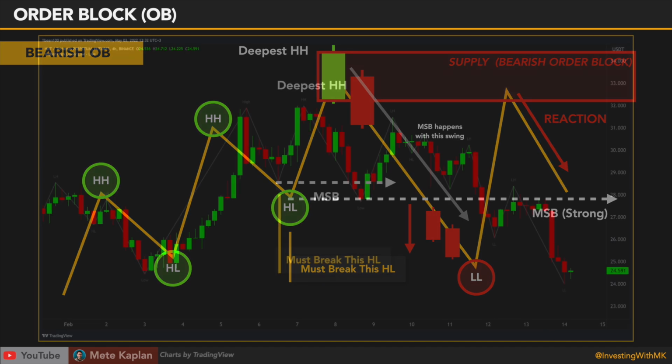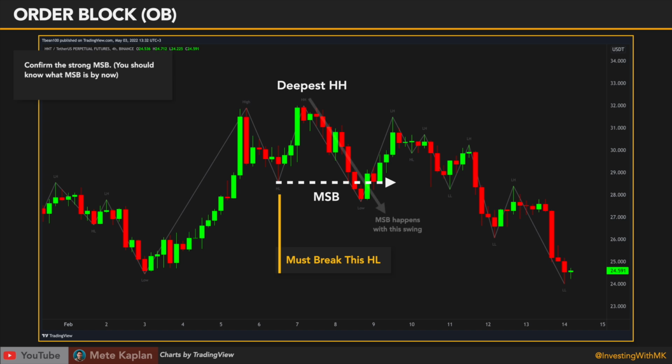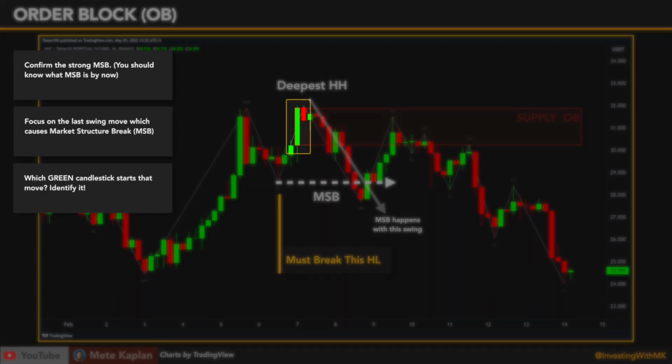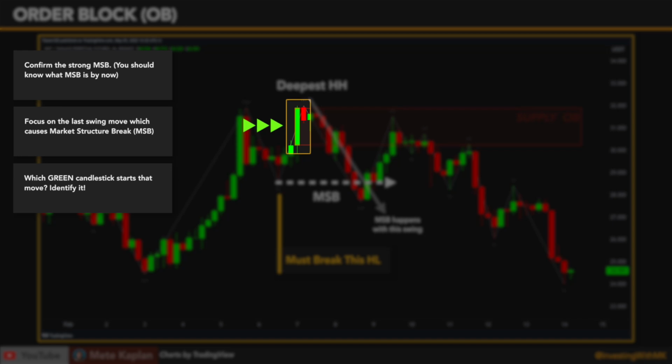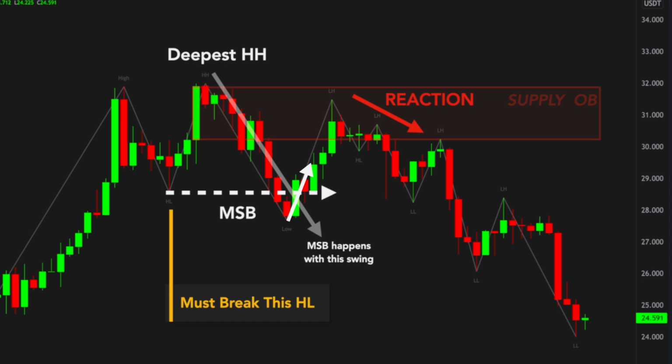Let's see an example. Our deepest higher high and strong MSP are already confirmed, as you can notice. Now, tell me this. Which swing causes the market structure to break? Yes, you can see that this swing causes the market structure break. So, when did this swing movement start? Right here. The last green candlestick that starts the swing movement is our bearish order block and our supply area. We expect price react from here.